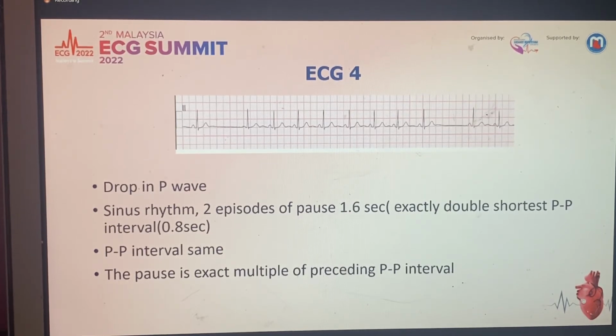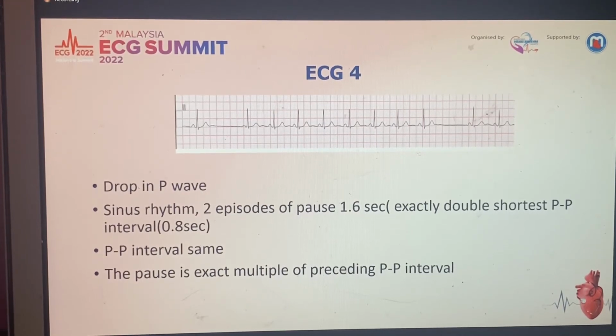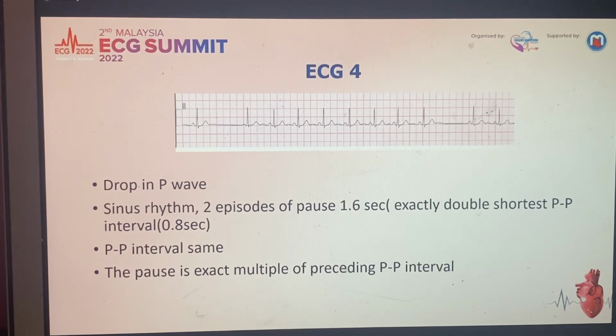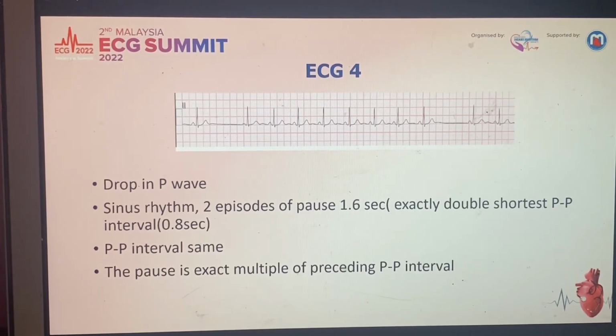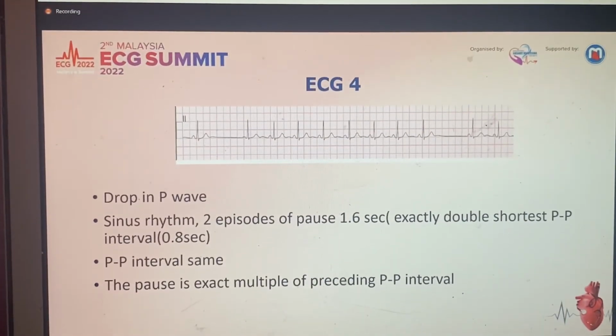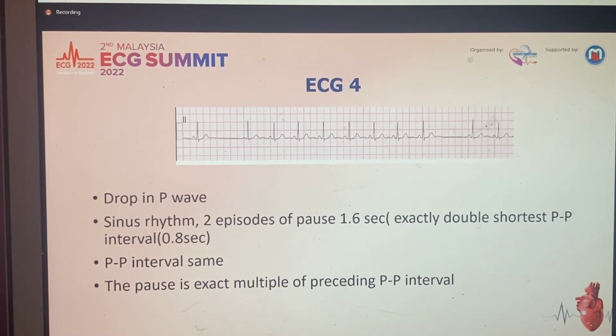If you have type 1, I think this morning Dr. Rizwan explained the type 1 to you. You can have type 1 sinoatrial exit block, second degree, where the P to P becomes shorter. But in this one the P to P is maintained the same. You can have type 2 by multiplying the P to P interval. This one is double; you can have triple, which will be 2.4 seconds. So it's exactly a multiple of the preceding P to P interval.